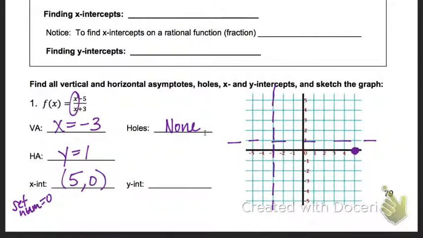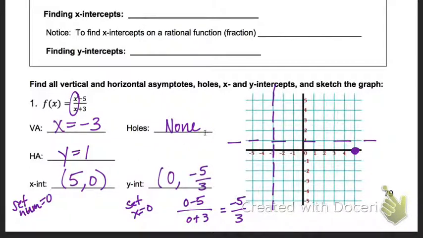And then for the y-intercept, you set x equal to 0. On the bottom? On both, the whole thing. So 0 minus 5 over 0 plus 3. Negative 5 over 3. And does that y-intercept go first or last? Last. So negative 5 over 3 is about negative 1 and 2/3.